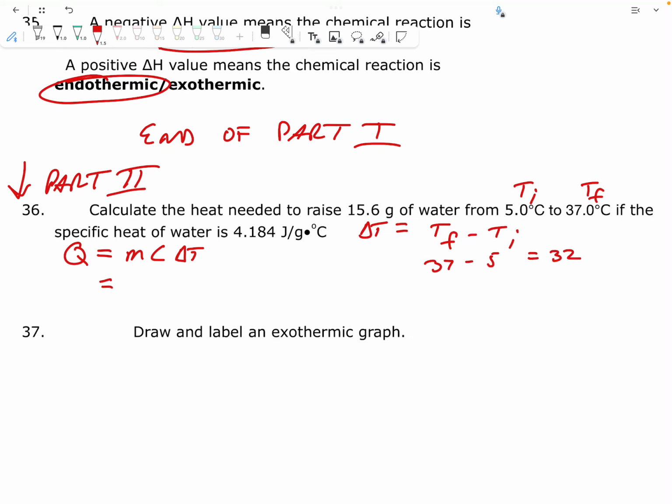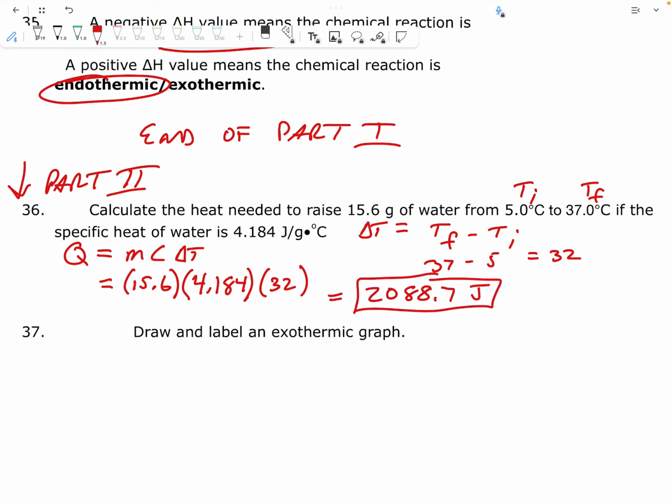Now we can plug all our numbers into the equation: 15.6 times 4.184 times 32. When I multiply all that together, that gives me an answer of 2088.7 joules. Energy or heat is going to be in joules.